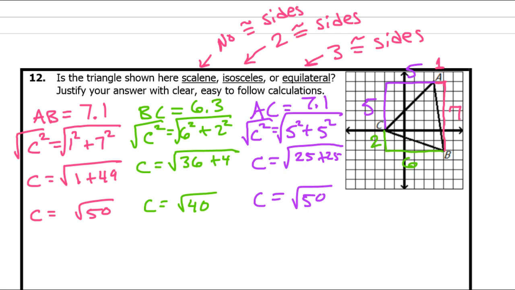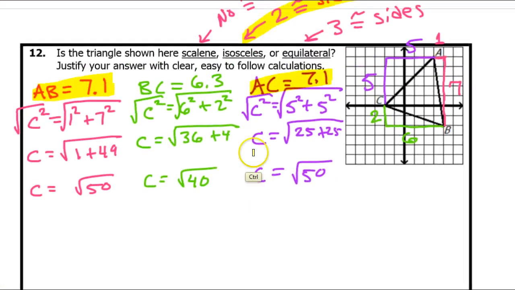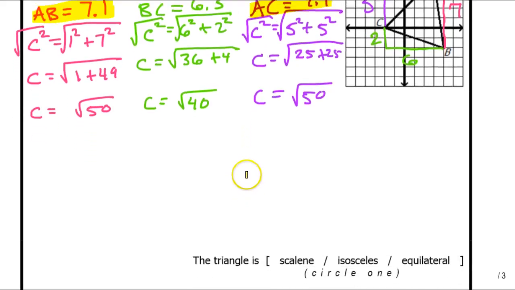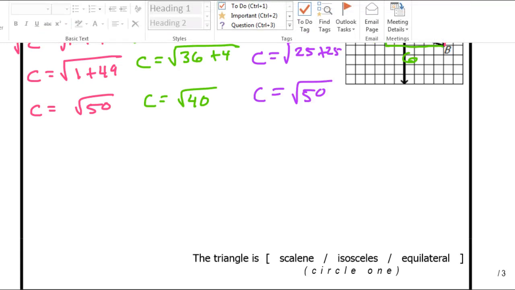So, considering the fact that I just discovered that there are two congruent sides, AB and AC, that means that this is an isosceles triangle with two congruent sides. So I showed my calculations with clear and easy to follow calculations. So now I can go ahead and say isosceles.